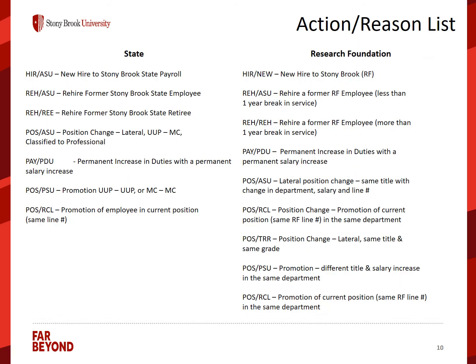This is the action reason list that you must choose in the offer grid. On the left side is state, and on the right side is RF. This information is also available online. And if you have any questions about which action reason to use, please contact RF or state appointments as appropriate. The action reason code must be correct for an offer letter to be approved.